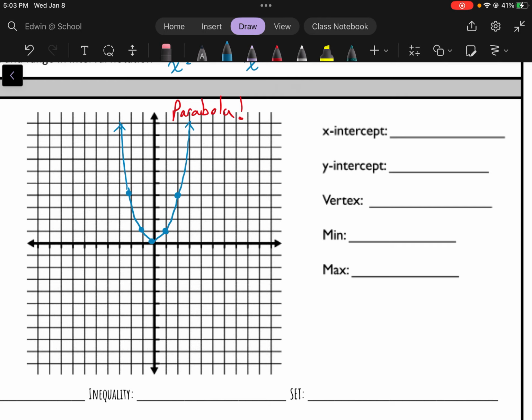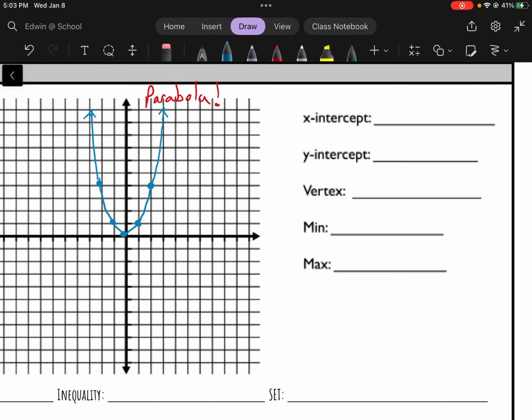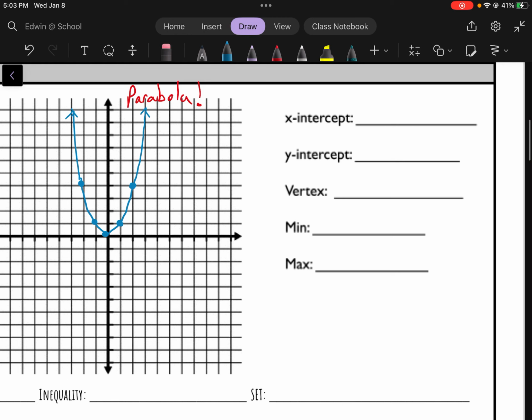Now we could just label these key features very quickly. We could find where it touches the x-axis. So if I'm looking at the x-axis, it touches right here. If I'm looking at the y-axis also, it touches at that same spot, and it seems to have a common vertex there. So this point's going to have a lot of key features. It's the x-intercept, the y-intercept, and the vertex.